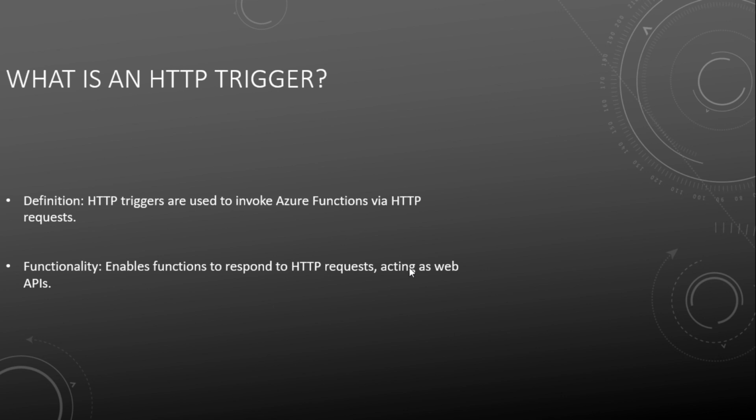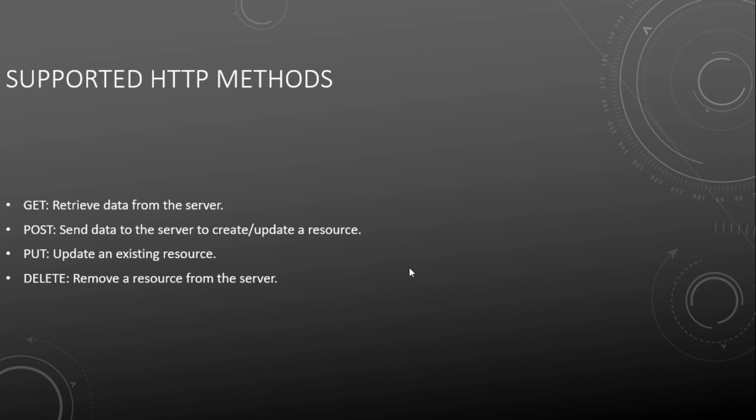Okay, so first, let's understand theoretically what an HTTP trigger is. HTTP triggers are used to invoke an Azure function via an HTTP request. So it just acts like a REST service. The difference between REST services and HTTP trigger functions is that HTTP trigger functions are serverless, as Azure functions are serverless. So what it enables is for the function to respond to HTTP requests, acting as a web API.